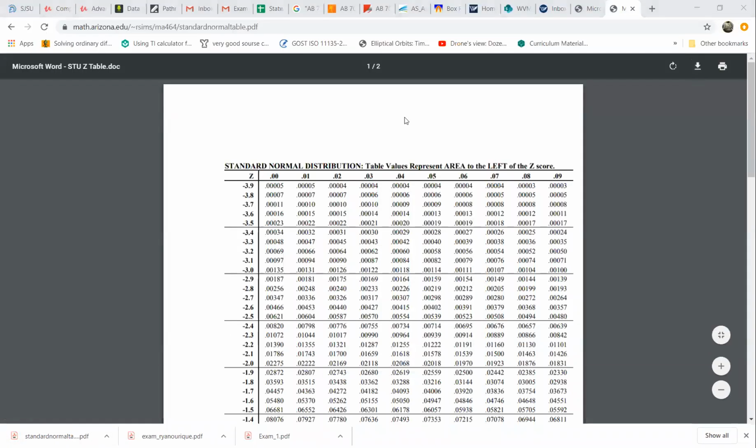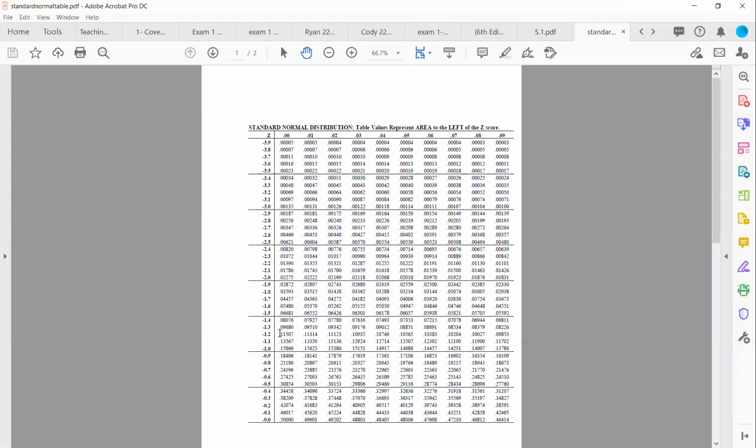And let me share the screen with you to show you how to find the probability for 1.15. Okay, perfect. Okay, guys. First of all, you have two tables. The first table is for negative values. Your Z values are negative.